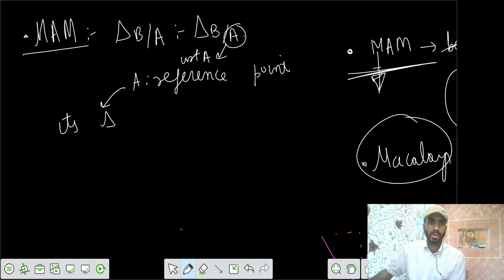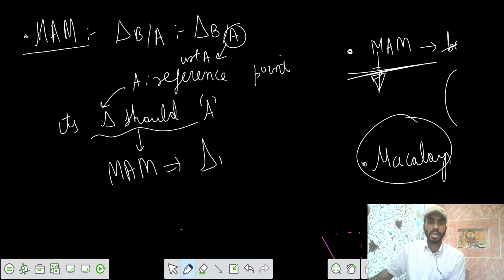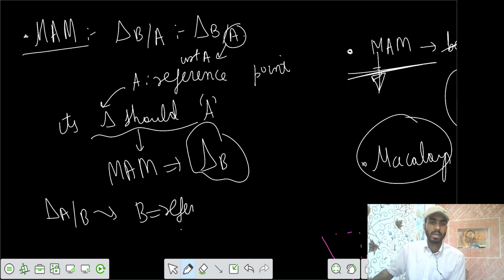Its delta should be known. We should know the delta at A. Then and only then can we easily calculate the deflection at B using the moment area method. Similarly, if you have delta A with respect to B, where B is your reference point, it is deflection. We should know that deflection value.